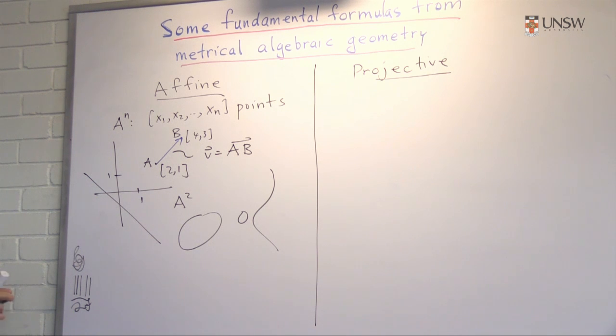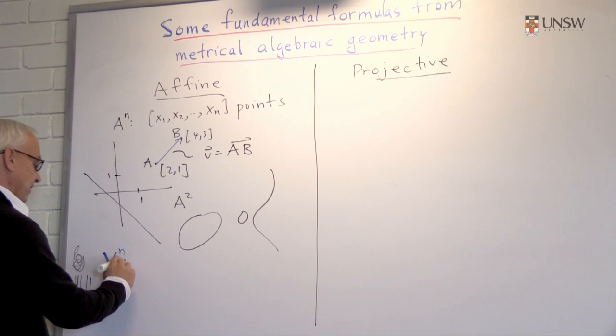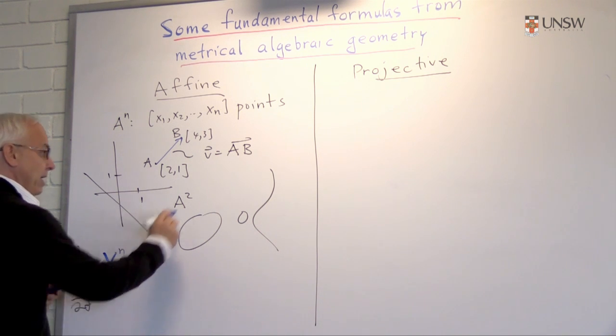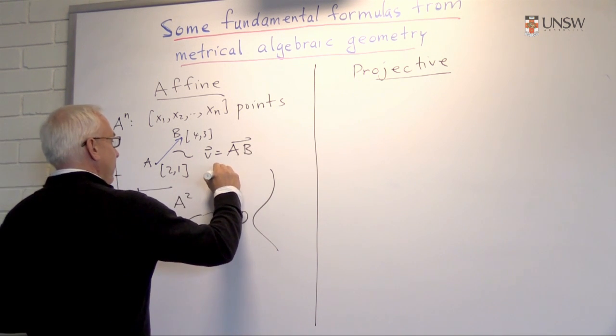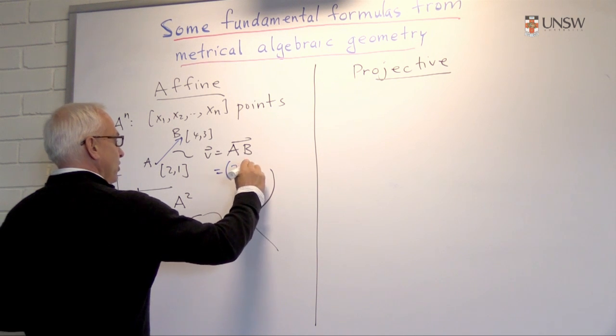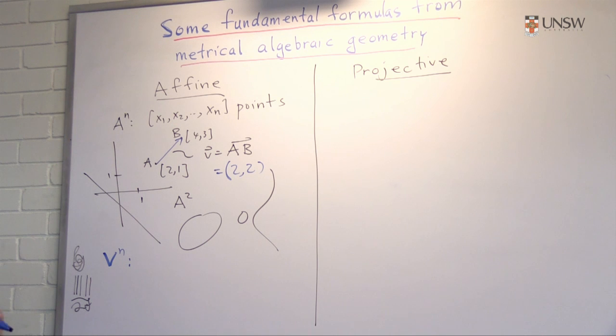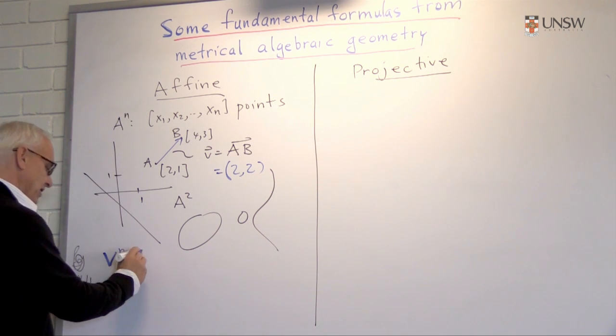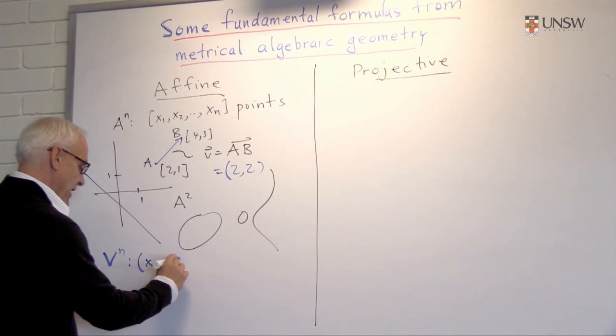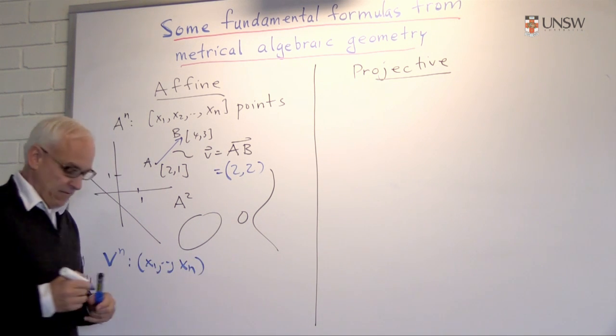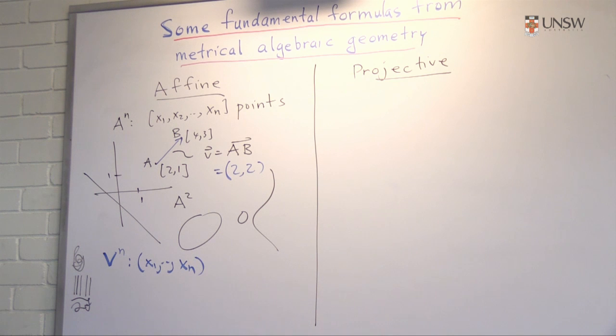And the vectors form a vector space. So associated to this is what we might call Vn. And maybe in this case, for example, this vector would be the vector (2, 2). And I'll write the vectors in round brackets to distinguish them from the points, which are in square brackets. So the vector space consisting of things of the form (x1 up to xn). And this has the familiar algebraic properties of being able to add and scalar multiply.